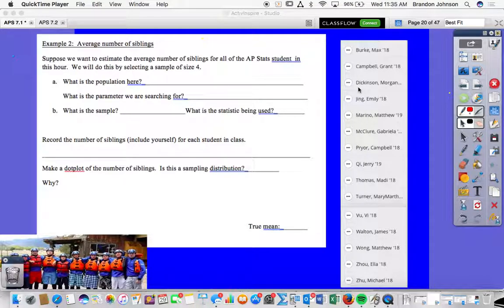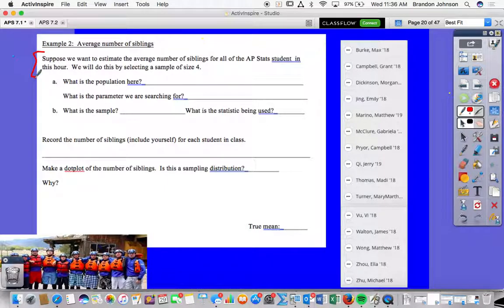Section 7.1b a little bit, but then also into section 7.2, okay? So that's where we're headed. We remember that we did this activity where you told me how many siblings you have, right? In our study, we said, suppose that this average number of siblings was for all of our AP statistics students, okay?